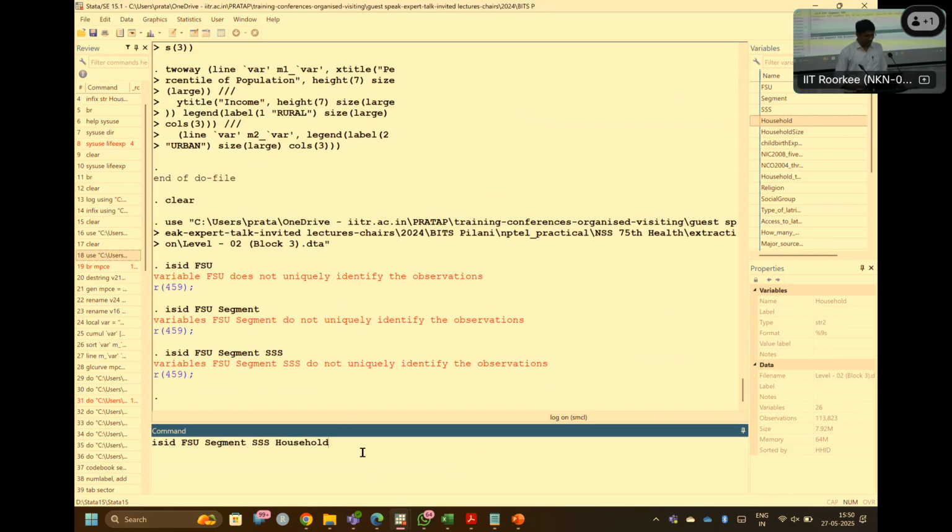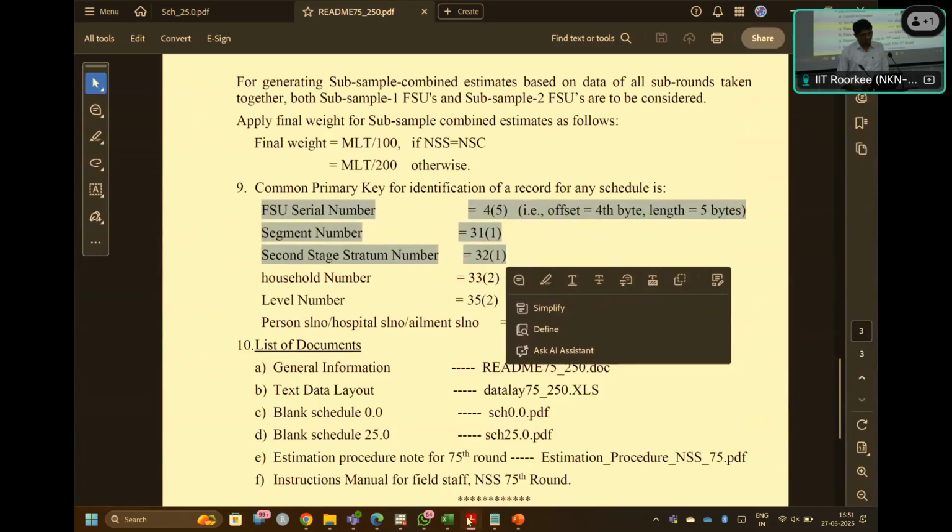So my purpose in mentioning this for merging both of the data sets is to first of all identify how those common variables are uniquely identified. If they are not uniquely identified, we cannot merge. That's the standard principle. So I have now used these 4 variables, FSU, segment, replace, and household, as my uniquely identifying variables. Where did I get it? I got it from the README file.